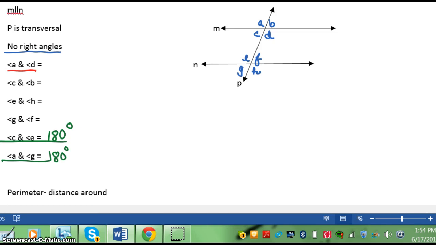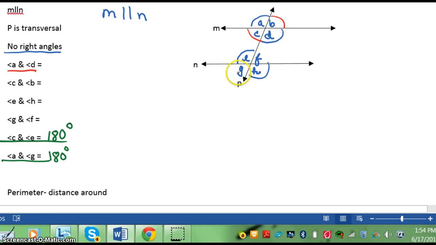In this diagram, you have line M and line N, and they're parallel. These 2 lines make it parallel. The P is a transversal which cuts both line M and N. And they're saying that there are no right angles. So, angle A and angle D have the same measurement. Angle E and angle B have the same measurement. Angle E and angle H have the same measurement. Angle G and angle F have the same measurement. They are equal to each other.